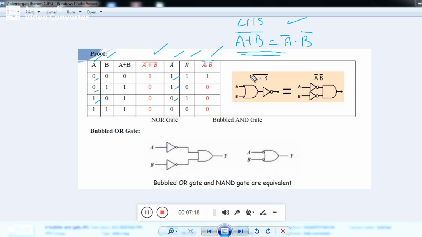What is the theorem? The theorem is nothing but bubbled AND gate is equal to NOR gate. So from the exam point of view, this is an important theorem.